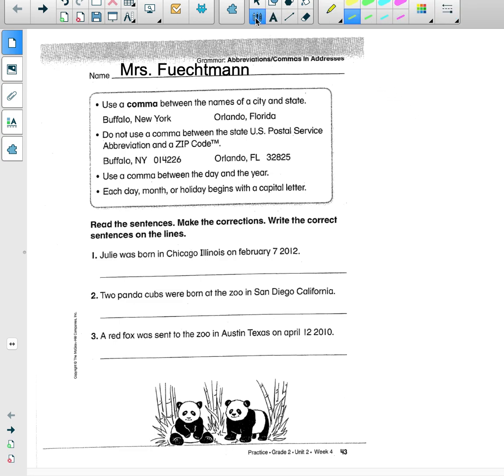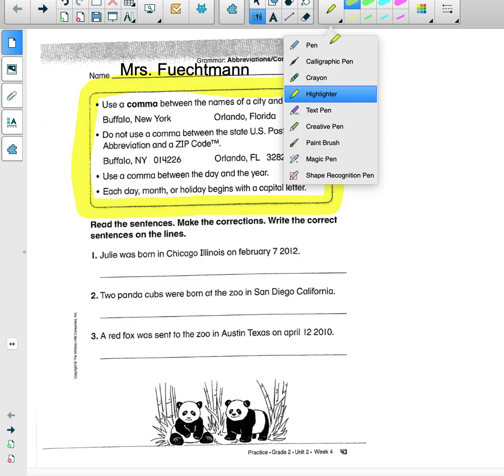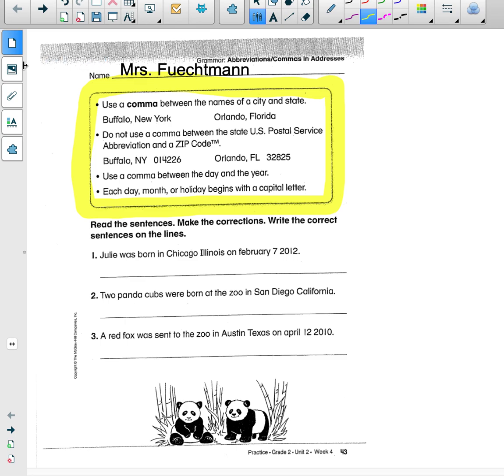We need to look at that handy dandy box for notes right here at the tippy top. Wow, that's a giant highlighter I'm using today. Can't miss those notes, right? So it is talking about how to use commas in the special places when we're writing. So let's take a look and read the first bullet together.